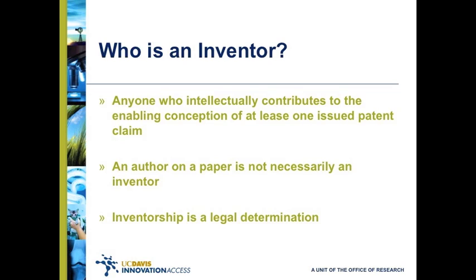It's important to distinguish between an author on a paper and an inventor. An author on a paper may have conducted research, but did not actually contribute to the enabling concept. On the other hand, an inventor may have come up with the concept, but not be an author on a paper. Inventorship, therefore, is a legal determination.